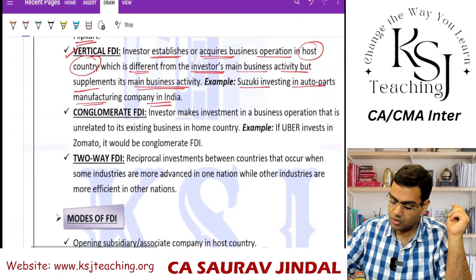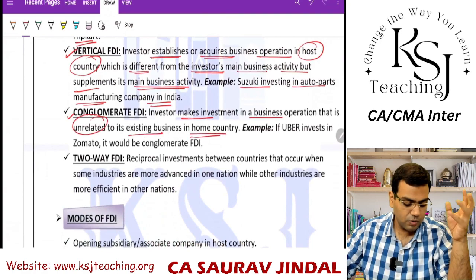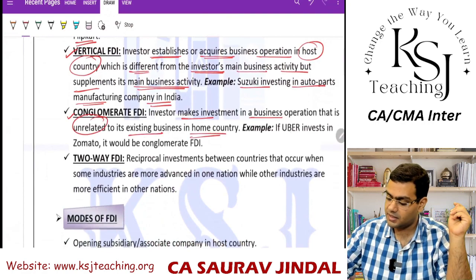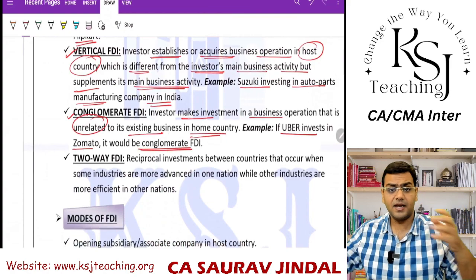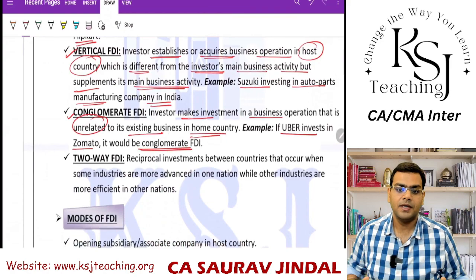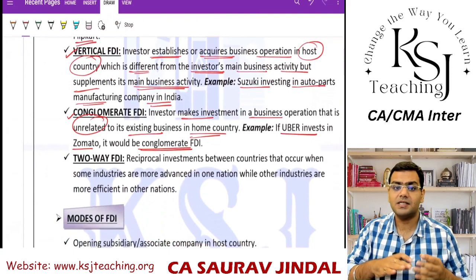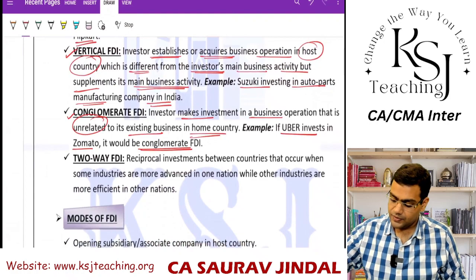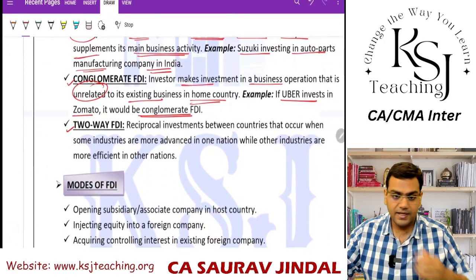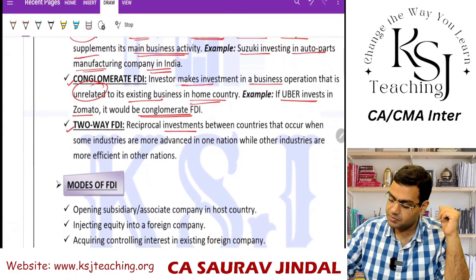Then is the conglomerate FDI, that is the investor makes investment in a business operation that is unrelated to its existing business in the home country, absolutely unrelated. For example, if Uber invests in Zomato, it would be conglomerate FDI. That means they are coming together for a new thing, that is not related to the existing business at all. Clear?